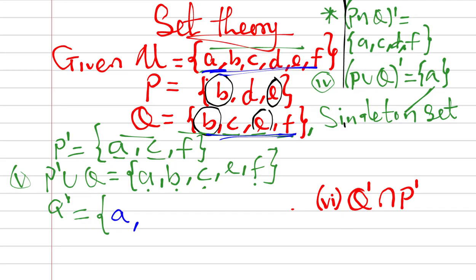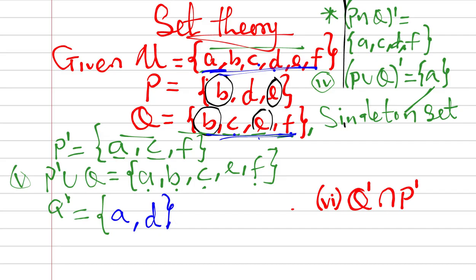C is here, C is here, I will not write it. E is here, E is here, I will not write it. D is here, but it's not in Q, so that means I will have D, comma. F is here, F is here. So the only values are A and D.